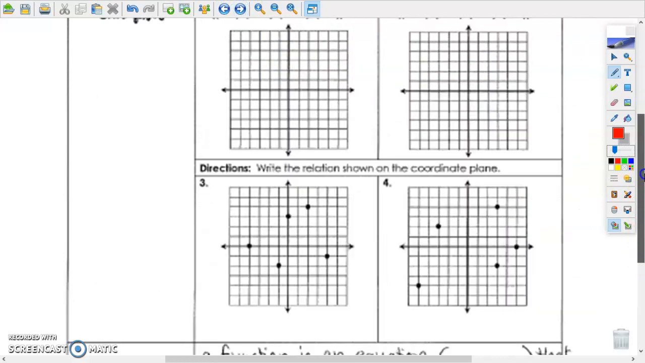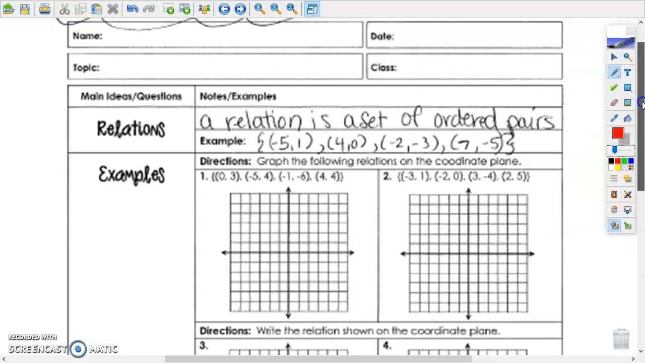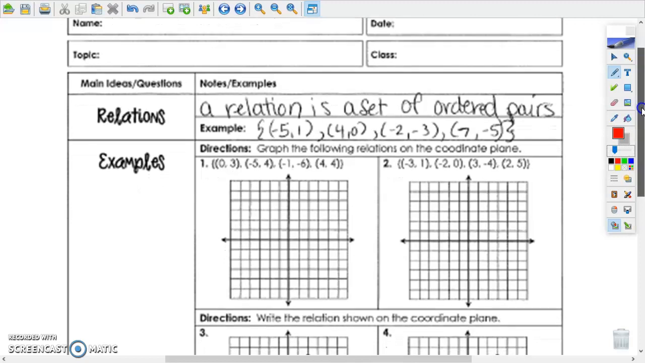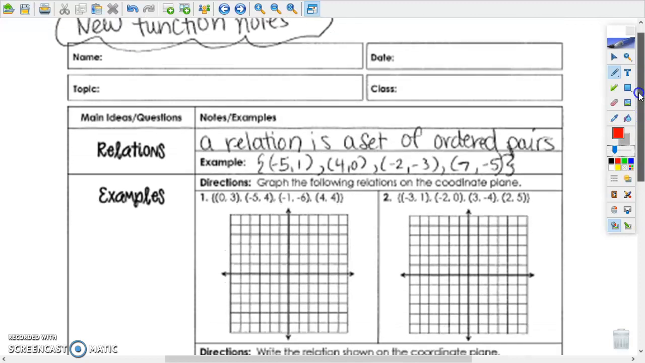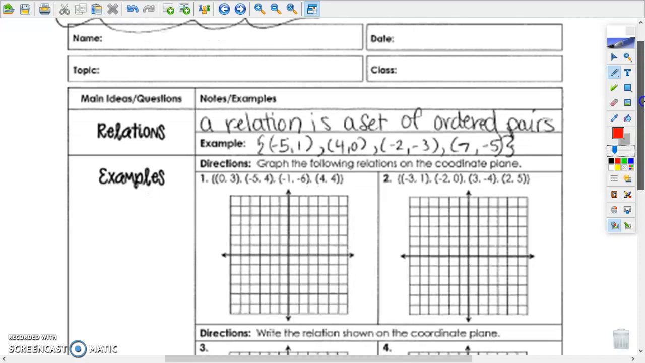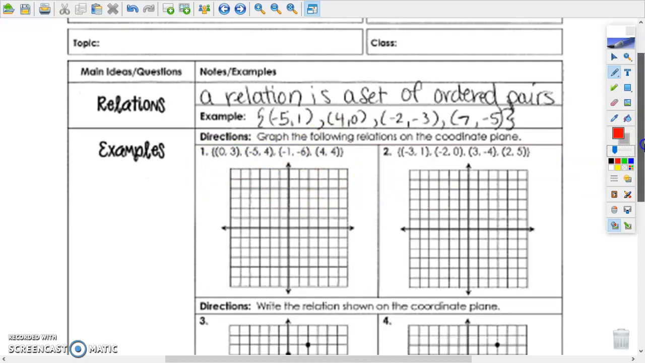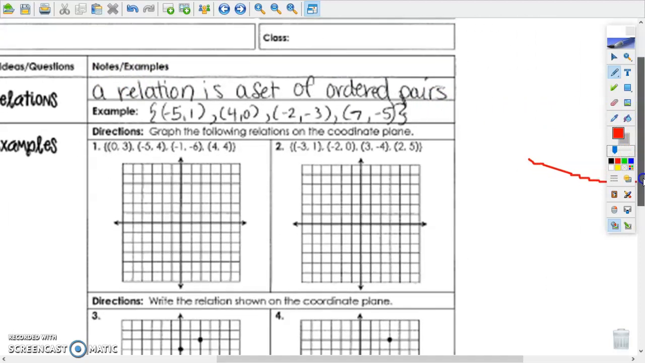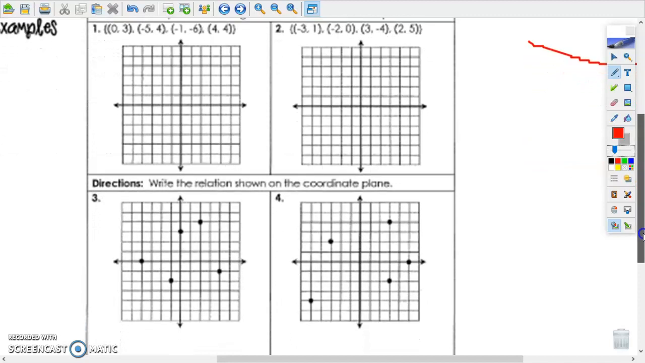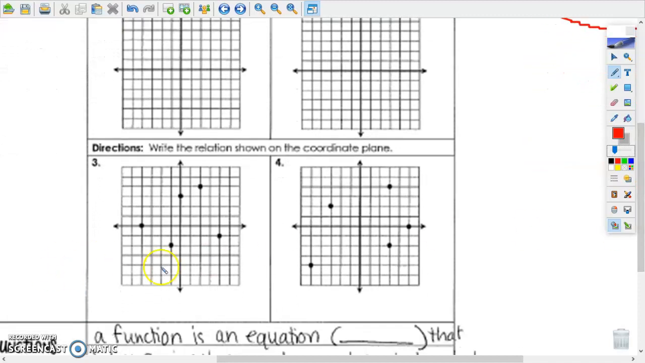All right. So your third page gets a little bit closer to functions, which is the new topic that we're learning about this year. So a relation is just any set of ordered pairs. Remember that these are the ordered pairs. And we can take these sets of ordered pairs and graph them on the coordinate plane. So on these 4 problems, go ahead and graph those points on the coordinate plane, and then on the bottom 2, you're going to list the ordered pairs.